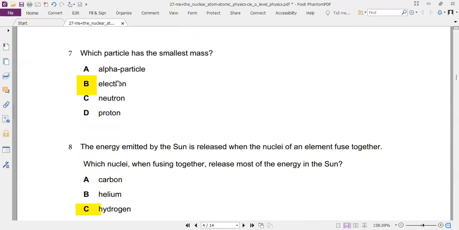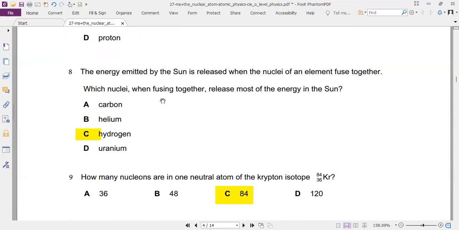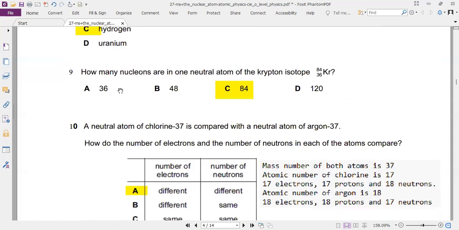Smallest mass is the electron. It is the hydrogen that fuses together and gives a lot of energy and becomes helium. Number 9, krypton. The nucleons are 84, the number at the top.